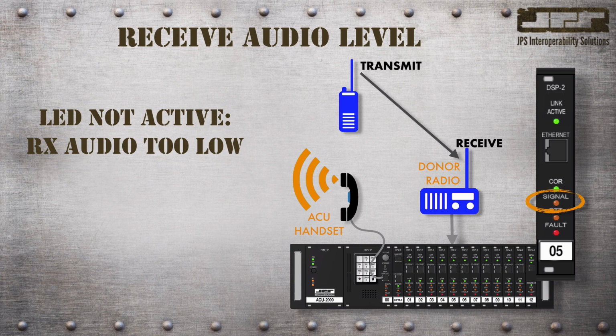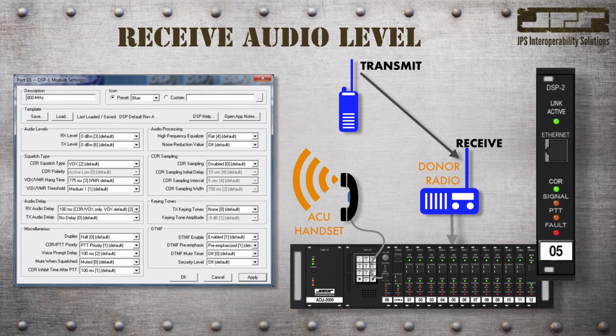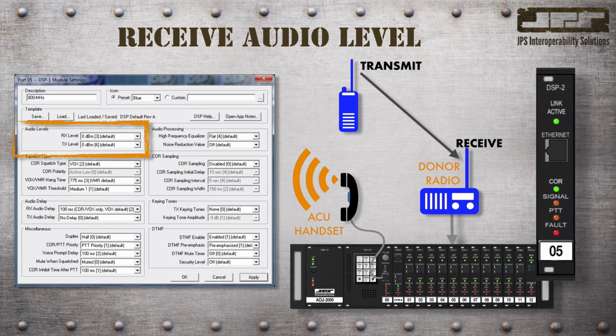If the signal LED does not light during the test count, the receive audio coming from the donor radio is too low. And if the signal LED is on constantly during the test count, the receive audio coming from the donor radio is too strong. Since we're dealing with the receive audio level of the donor radio, we need to adjust the RX audio level in the module settings panel. The values that we see in the receive audio levels adjustment are absolute values in dBm ranging from plus 12 dBm to minus 26 dBm.